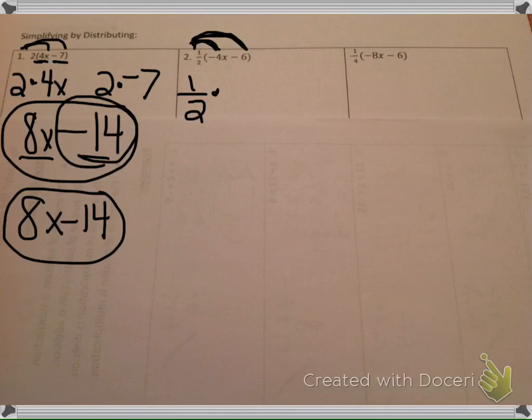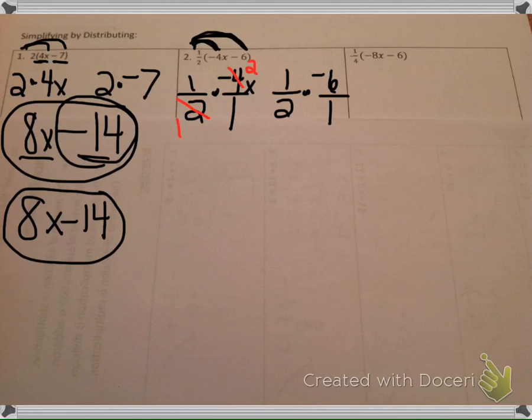1/2 times, and I'm going to put this over 1, negative 4 over 1, and there's the x there. And then 1/2 times negative 6 over 1. Now we're multiplying, and we have fractions here. We just learned how to do this, so hopefully we remember all that. We could cross cancel. 2 and 4, both are divisible by 2. 2 divided by 2 is 1. 4 divided by 2 is 2.